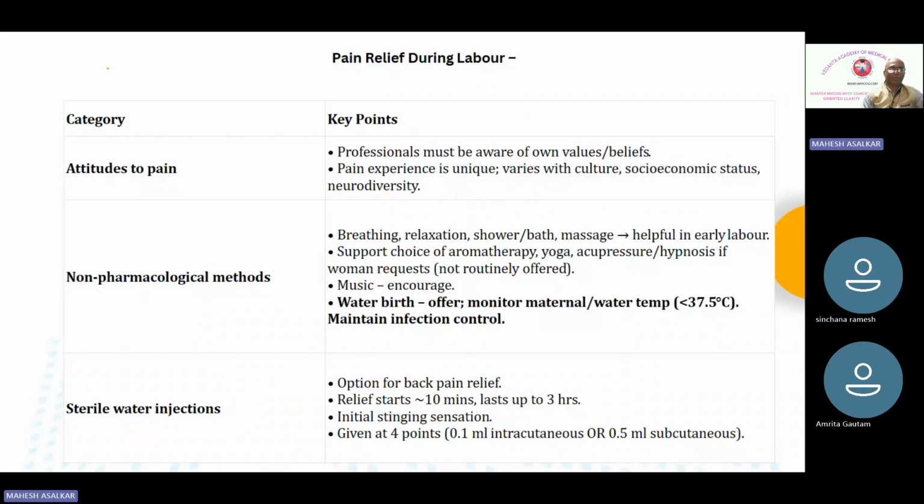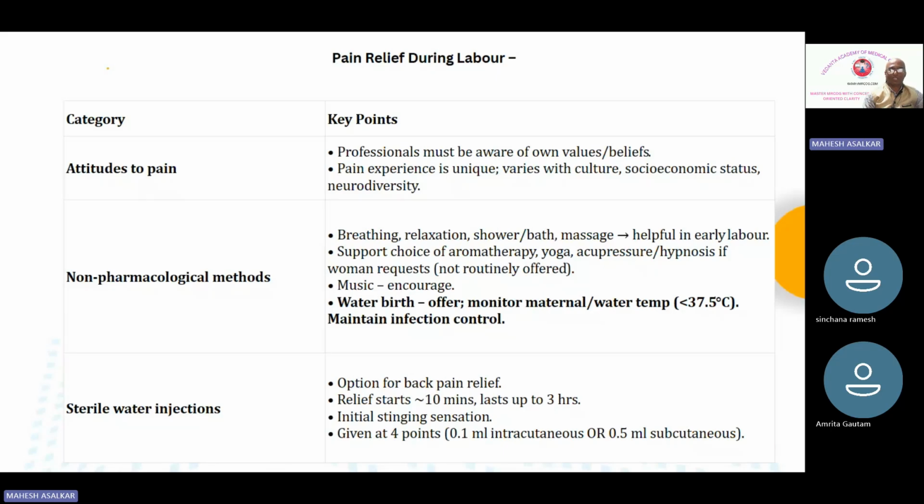Okay. Now coming to pain relief. There will always be SBAs on this pain relief. What are the attitudes toward pain? A professional must be aware of the values and beliefs of the patients. Pain experience is unique, and varies with culture, socioeconomic status, and neurodiversity. Then we have non-pharmacological methods and pharmacological methods also.